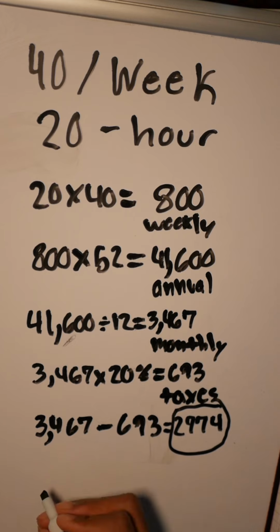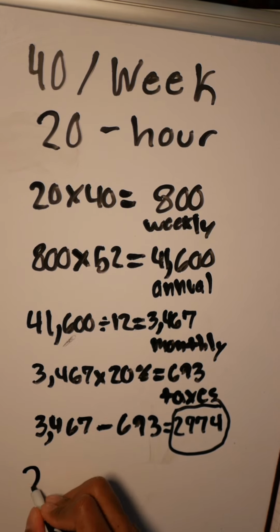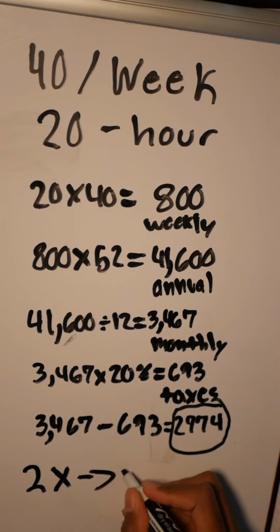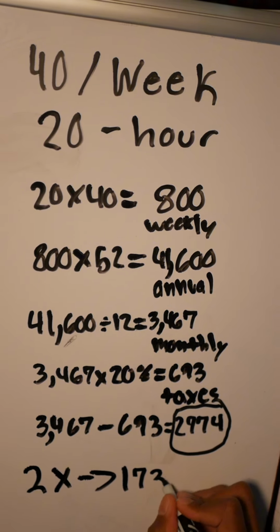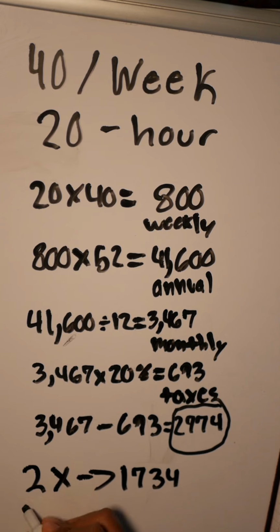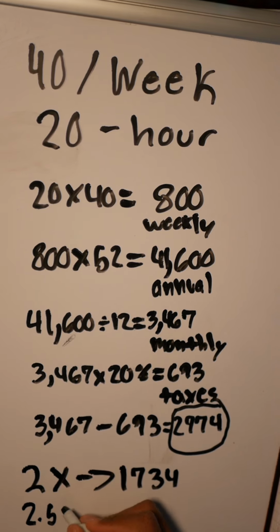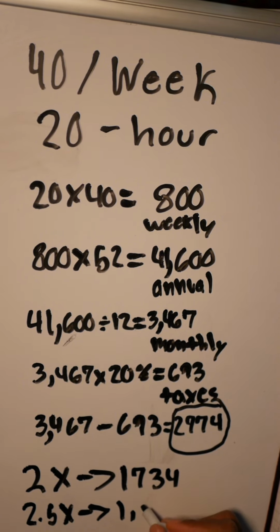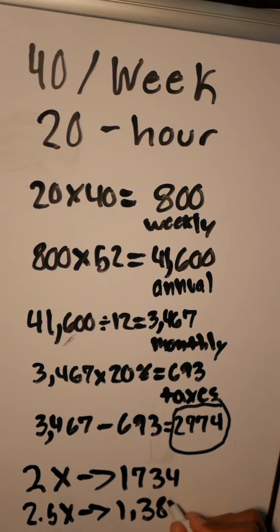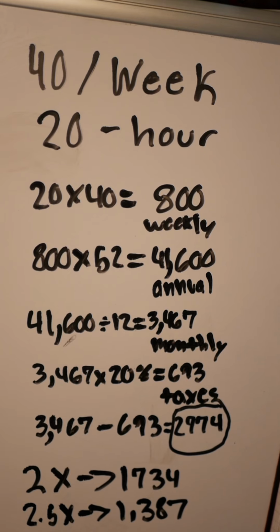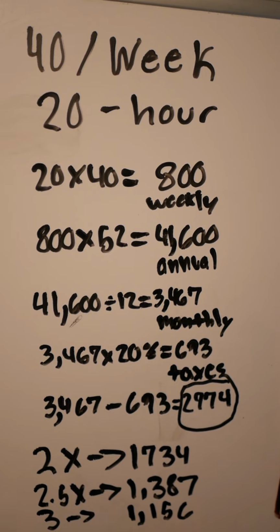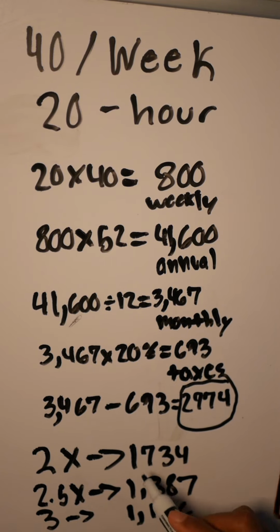So now if the apartment says you need 2 times the rent, that number will be $1,734. Now, if the apartment says you need 2.5 times the rent, that means you can only afford $1,387. Now, if they say you have to be able to afford 3 times the rent, that number will be $1,156. So this is the amount of rent that you can afford.